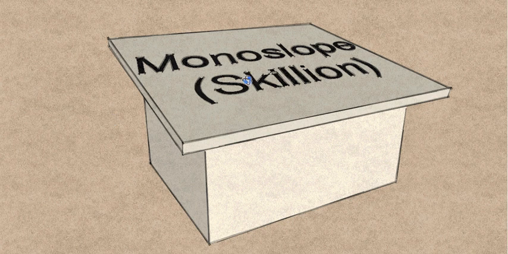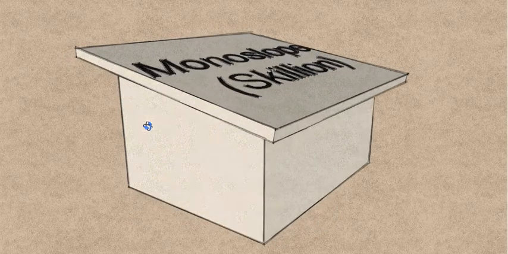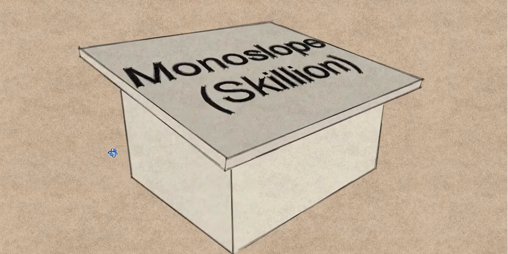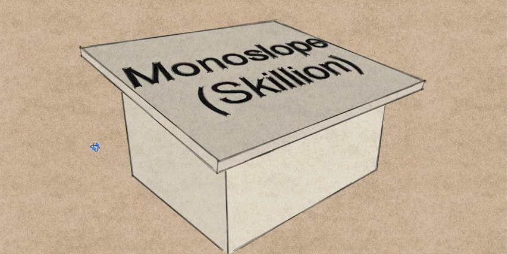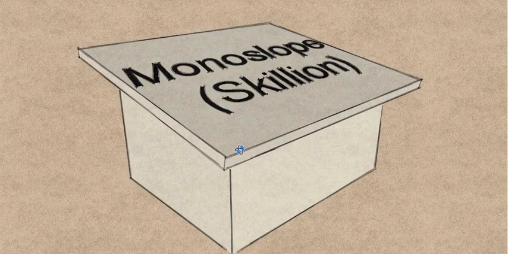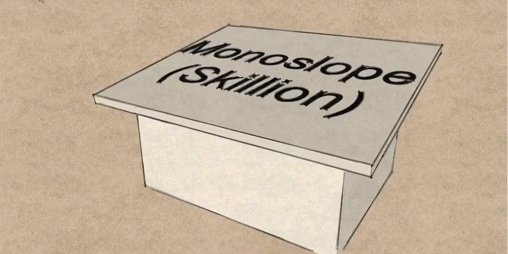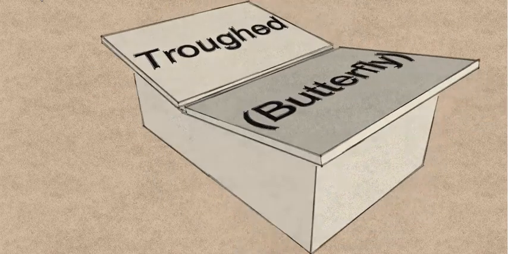So you can see the first one here. This is what we call a mono slope or a skiing roof. So just basically a flat sloped roof. Sometimes it's also called a lean-to, especially if it's off the side of an existing building. Okay, so there's a monoslope or a skiing roof. And some other variations on that.